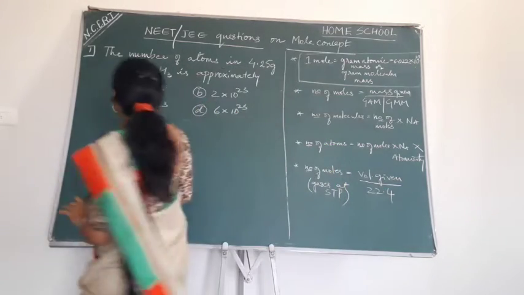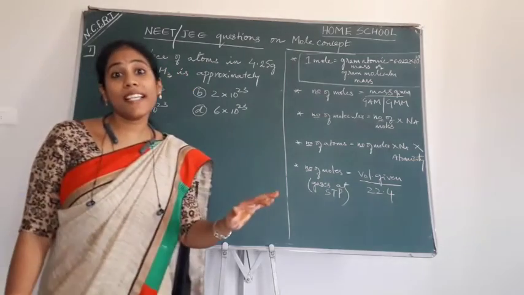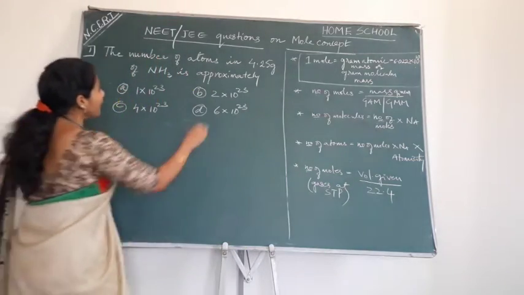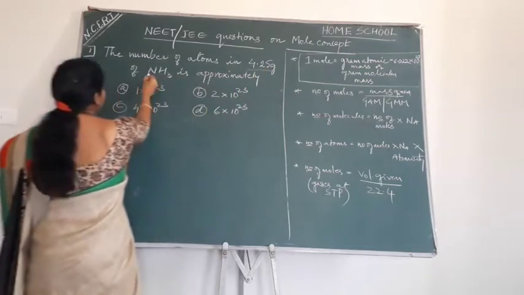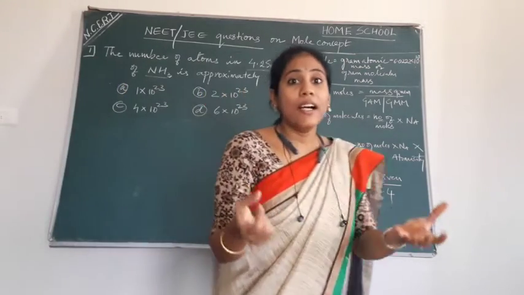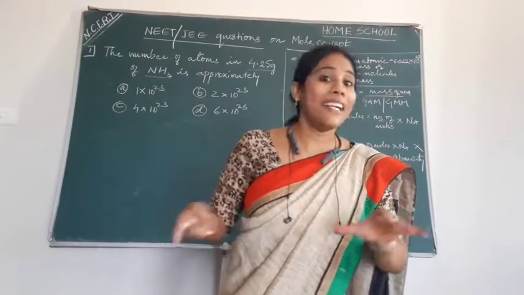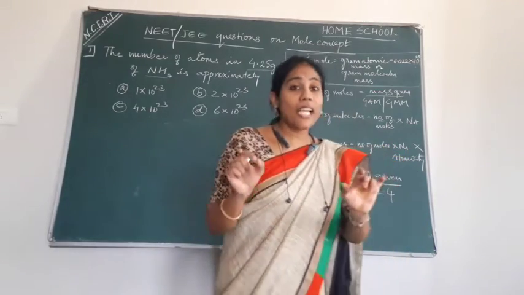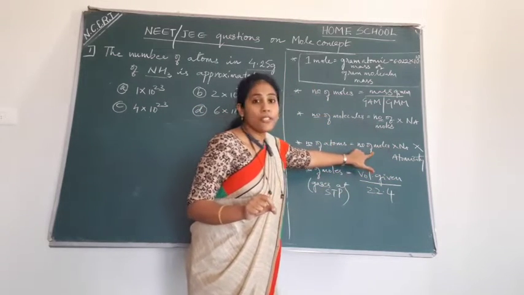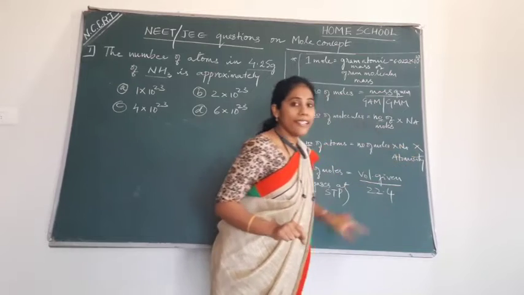Okay, fine. So they are asking the number of atoms. What have they given? They have given the mass of ammonia, right? So how many grams of ammonia, that is the thing. Mass is given, and the number of atoms they are asking. Anyway, to calculate the number of atoms, what is the formula you will use? Number of moles into Avogadro number into atomicity, right?